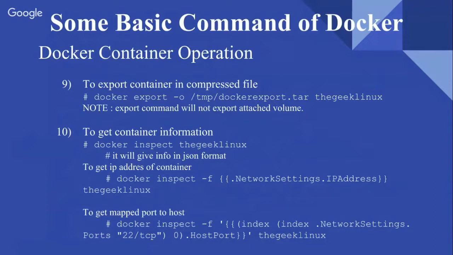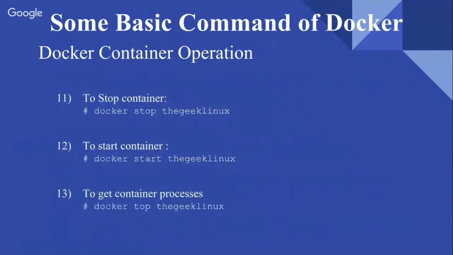All of it will be in this json file. So to get the ip address, we can format like that, dot networks and dot ip address, followed by hyphen f. And to get the port mapped to the host, this is the command, you can get the host port which is mapped to the container. You can get this like that. And to stop the container, same, docker stop the git linux. To start this container, it's docker start the git linux.